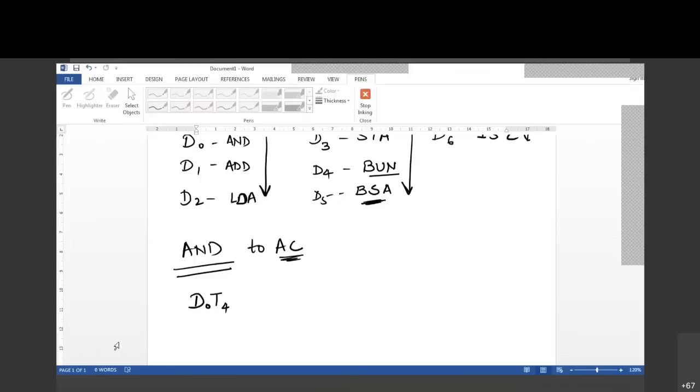T0, T1 is for fetch. T2 is for decode. T3 is for storing effective address. And T4 is execution of our instruction. Okay, so D0 here indicates it's an AND instruction.